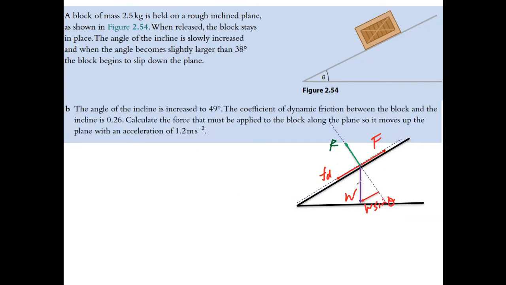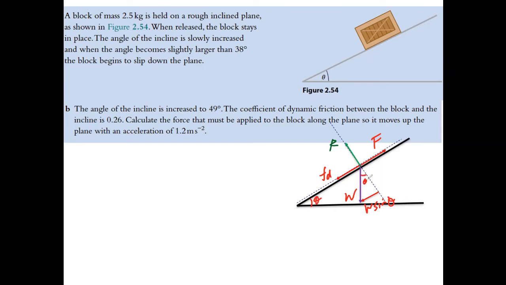The angle of incline is increased to 49 degrees. The coefficient of dynamic friction between the block and the incline is 0.26. Calculate the force that must be applied to the block along the plane so that it moves up the plane with an acceleration of 1.2 meters per second squared.